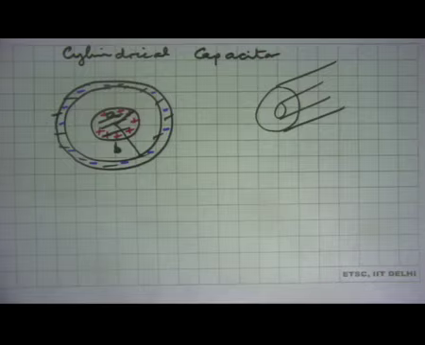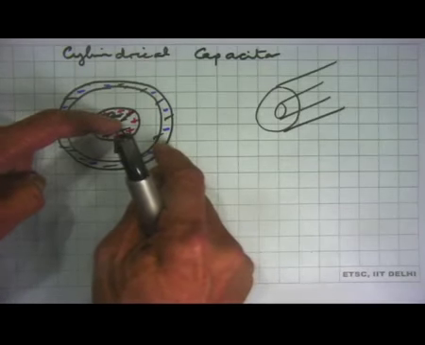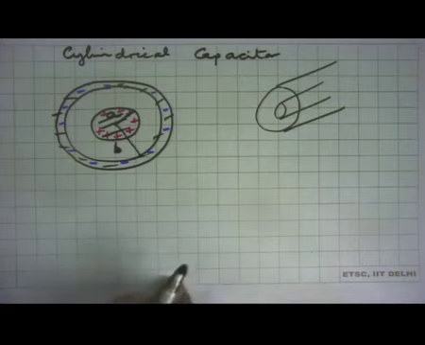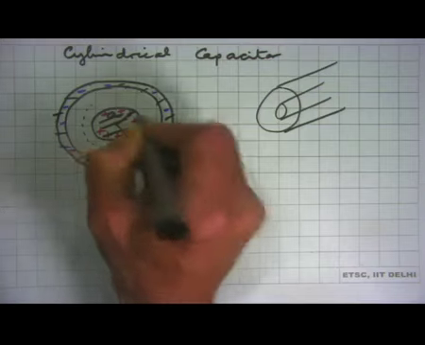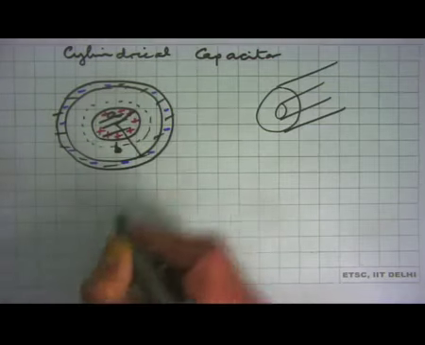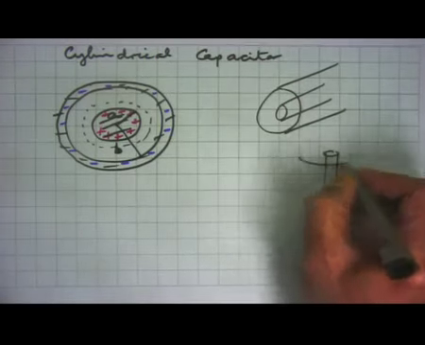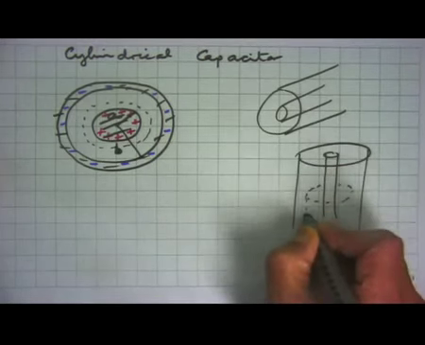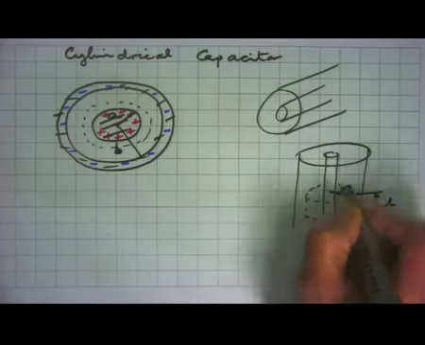To calculate capacitance, I need a relationship between the voltage between the two conductors and the charge on the conductors, because that proportionality constant gives me the capacitance. To calculate voltage I need to know the electric field. We have already done this before. For calculating the electric field, I take a Gaussian surface of radius r and of length L. If the inner conductor is here and the outer conductor is like this, I will take a Gaussian surface of length L and of radius r from the center.